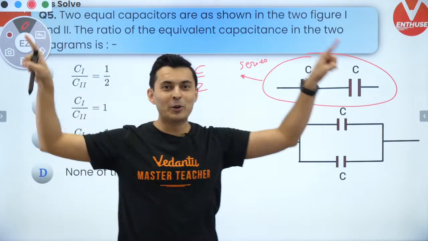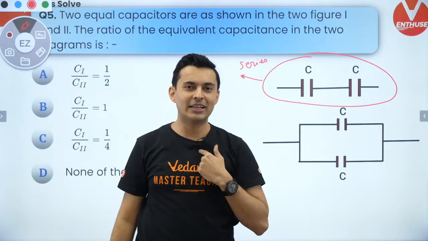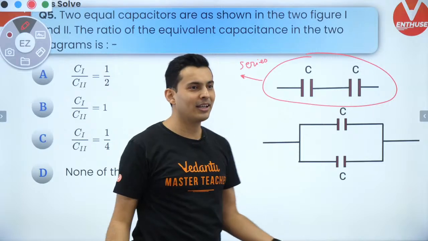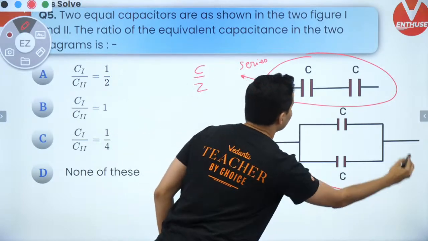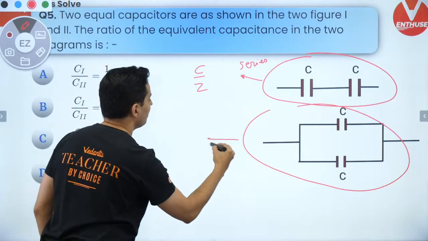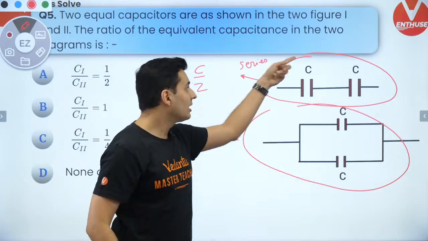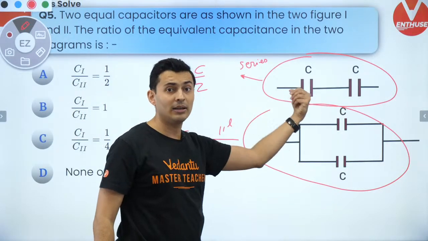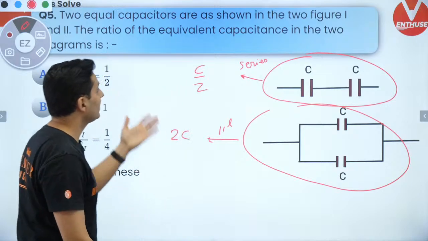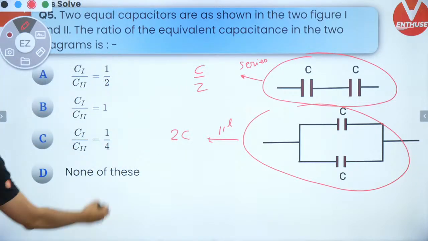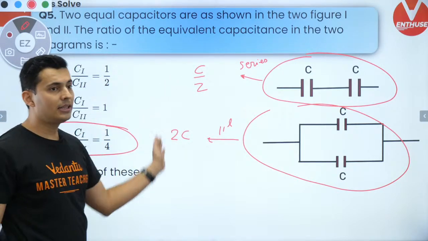Remember, I gave you one formula chart. If you minions have been attending my lectures, you know how to do this already. This is C by 2. And this one, isn't this in parallel? So won't it be 2C? C plus C is 2C. Here 1 by C plus 1 by C gives 1 by C equivalent. Alright, so that's it. The ratio will be 1:4. Isn't it very clear?